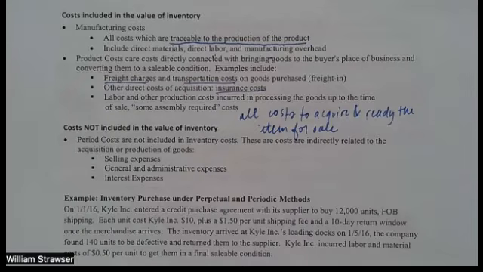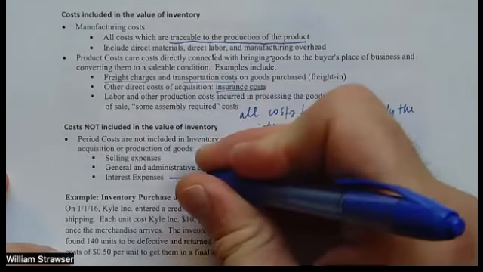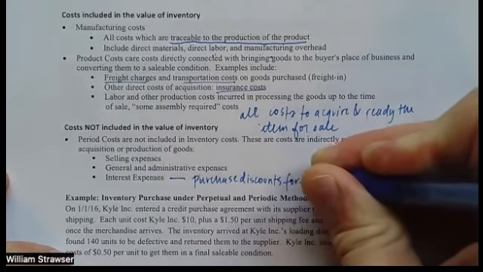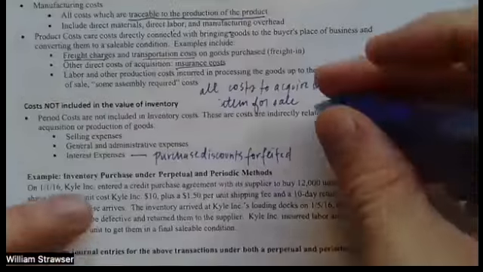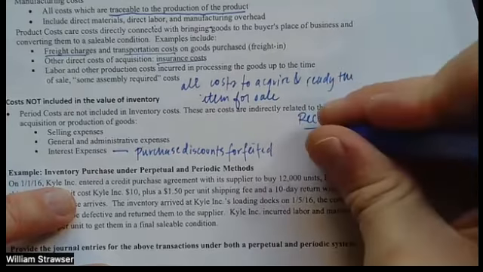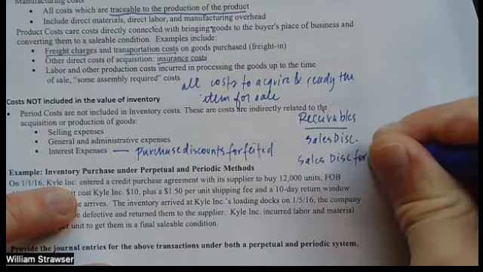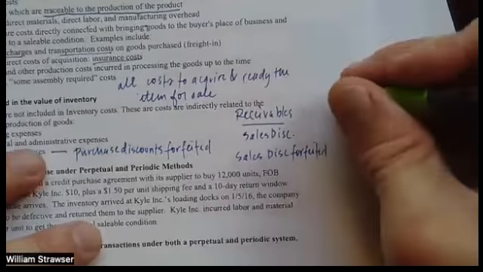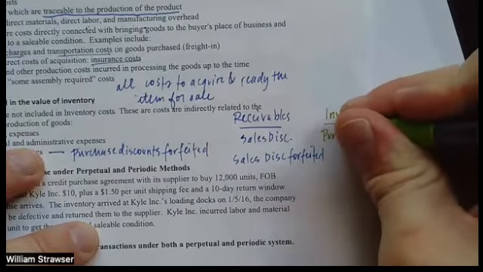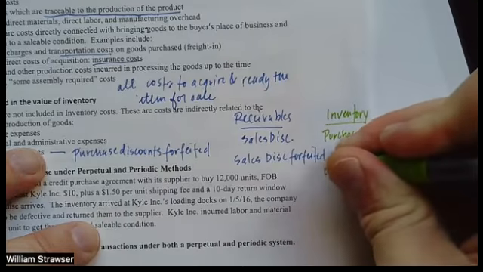And interest expenses, and interest expense we'll see in a bit comes in because we have the possibility of purchase discounts forfeited. And that should sound vaguely familiar. In the receivables chapter, remember, for receivables, we had sales discounts and sales discounts forfeited. We have analogs in the inventory chapter, analogs just being a comparable, similar thing. In the inventory chapter, we have already seen purchase discounts. And we will also have purchase discounts forfeited.